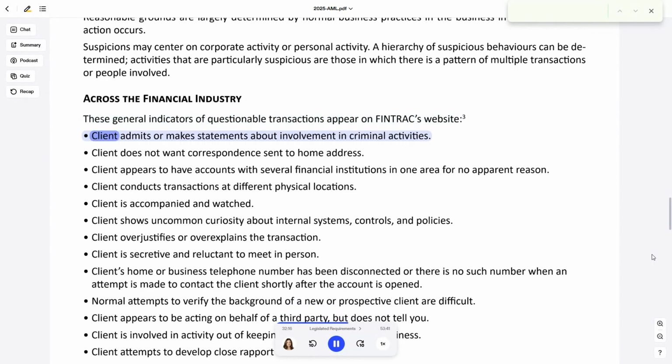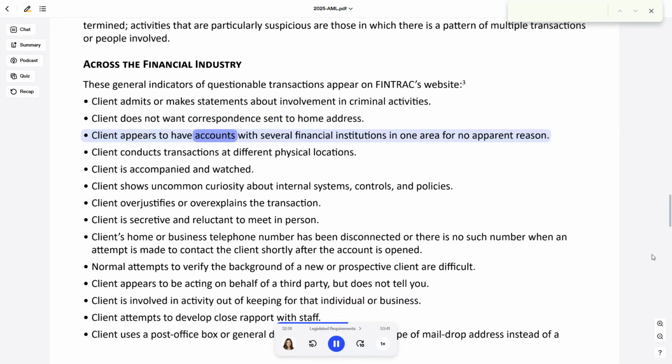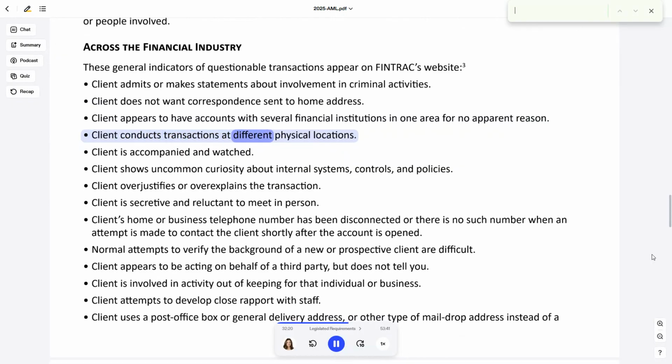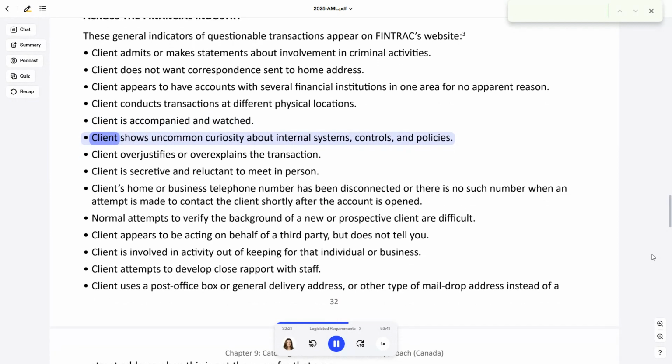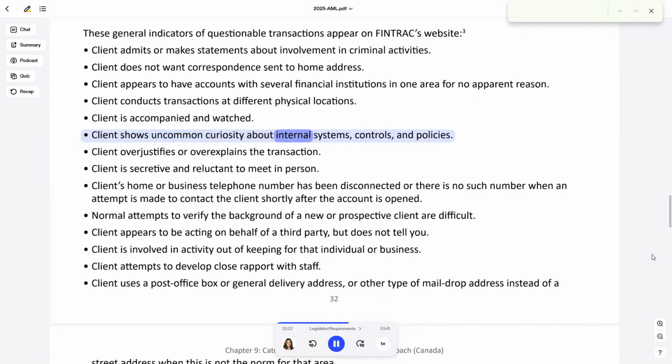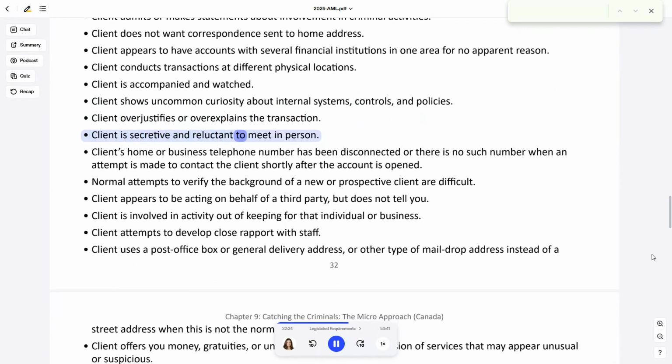A client admits or makes statements about involvement in criminal activities. When a client does not want correspondence sent to a home address. When a client appears to have accounts with several financial institutions in one area, for no apparent reason. When a client conducts transactions at different physical locations. When a client is accompanied and watched. When a client shows uncommon curiosity about internal systems, controls, and policies. When a client over-justifies or over-explains the transaction. When a client is secretive and reluctant to meet in person.